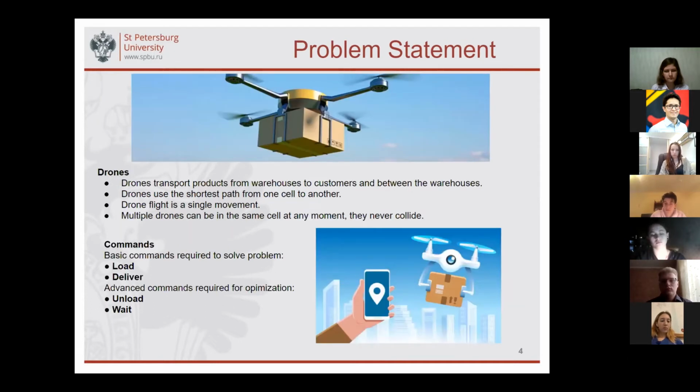We have drones. They can transport products from warehouses to customers and between the warehouses. Drones use the shortest path from cell to cell; it is a Euclidean metric. They have two types of commands: basic, which are load and deliver, and advanced, which are unload and wait.